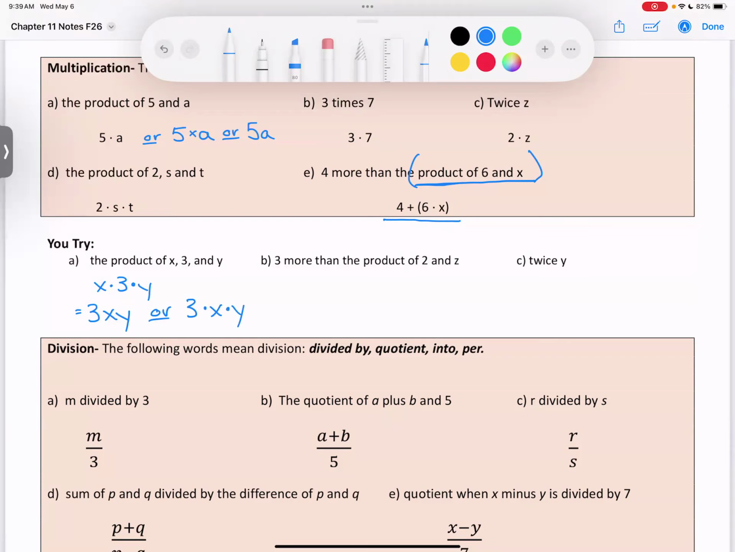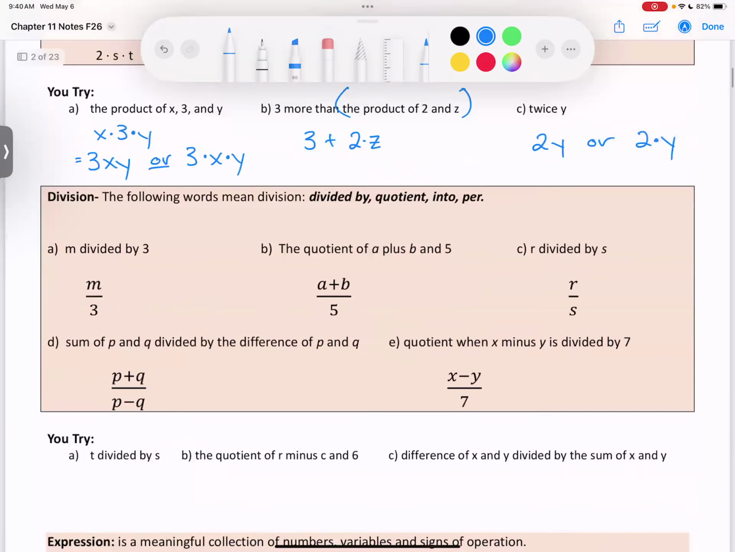3 more than the product of 2 and z. So it's 3 more than whatever this is. So let's start with that thing in brackets. The product of 2 and z would be 2z, or 2 times z. So if we have 3 more than that, we would have plus 3. Or if I did it like your notes above, I would put the 3 plus on the other side. Either way, you'll get the same answer. You've got 3 more than whatever that 2z is. And twice y would be 2 times y, or feel free once again to write it with the dot.